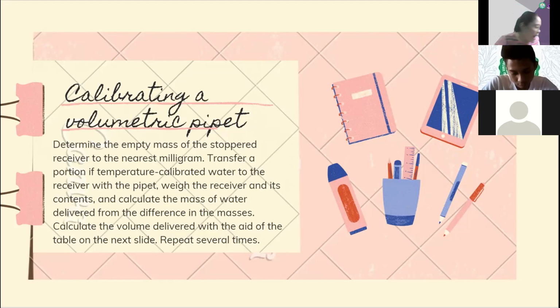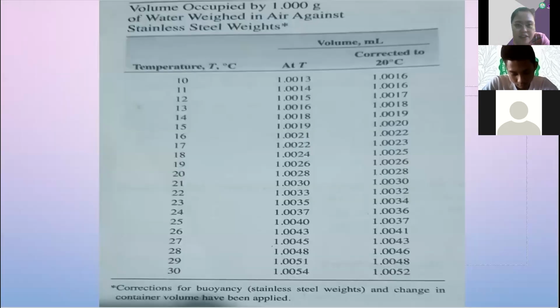So we also have to correct the measurement here. So we have a table. I'm not asking you to memorize this. It looks like there's a lot in it. We will just use this table to correct the volume being delivered by our equipment.